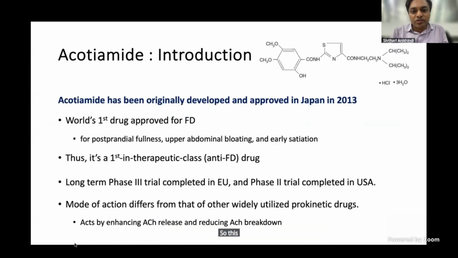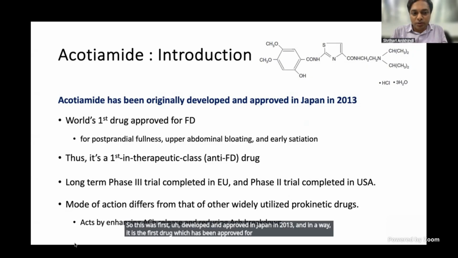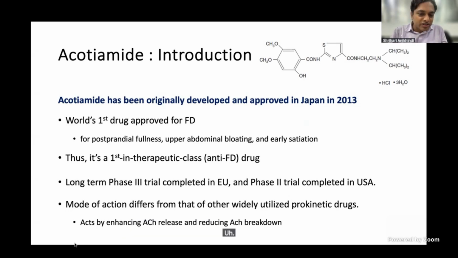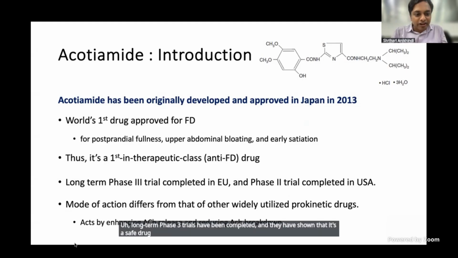So this was first developed and approved in Japan in 2013. And in a way, it is the first drug which has been approved for functional dyspepsia, for postprandial fullness syndrome. Long-term phase 3 trials have been completed, and they have shown that it's a safe drug, an effective drug. And the mode of action of acotiamide is that it acts by enhancing the acetylcholine release at the neuroreceptor levels, and it also prevents the breakdown of acetylcholine by inhibiting the acetylcholinesterase enzyme.